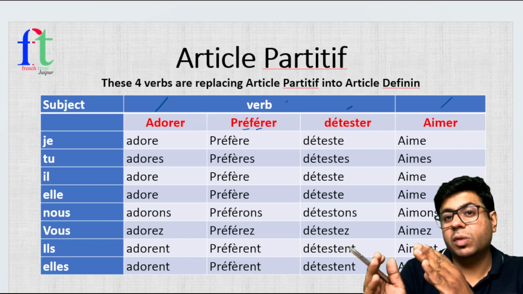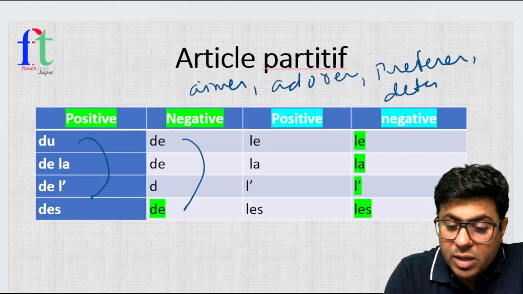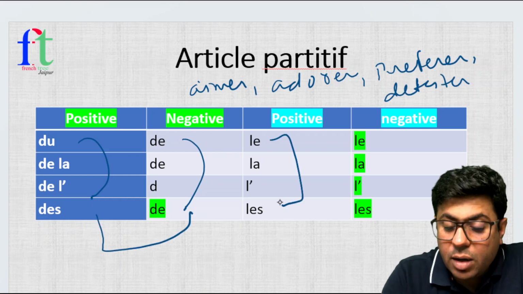So if these 4 verbs are there in your sentence, what will happen? You just need to change what? Earlier you used du, de la, and in negative, that was de. If the 4 verbs, that were written like aimer, adorer, préférer, and the last one is détester, are there, you need to do what? Instead of this grammar, you will use this one, article défini. Your du will become le, and your de la will also be la.